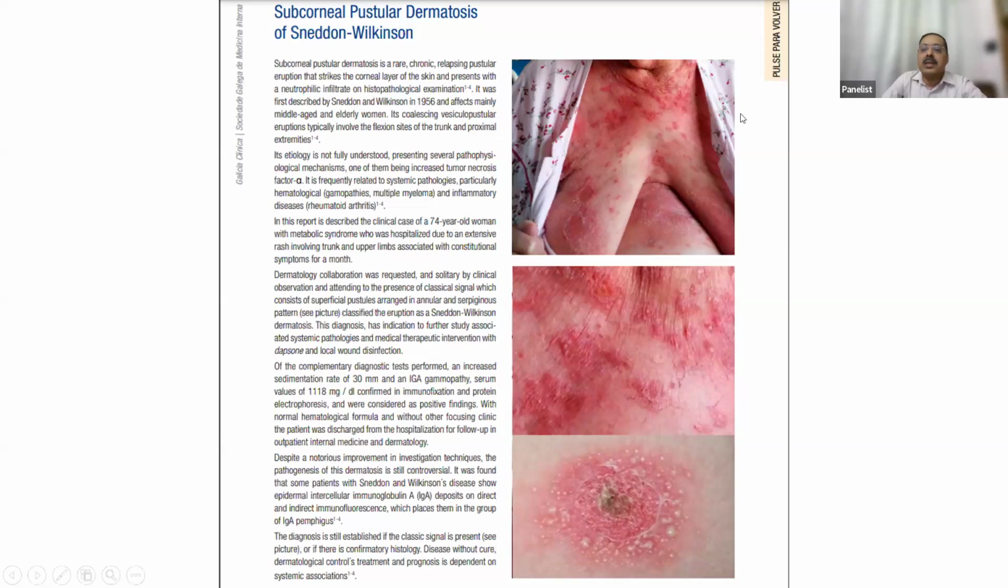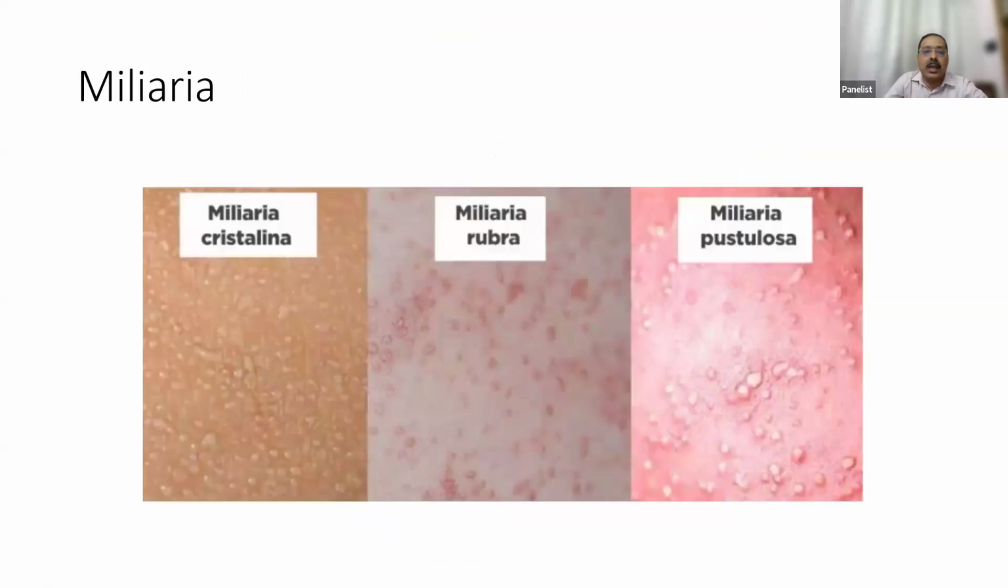Another commonly requested diagnosis is Sneddon-Wilkinson or subcorneal pustular dermatosis. Usually it is seen in females in the flexures, in the inframammary area, and you can see regional pustular eruptions. So this is just to introduce you to the morphologies of what a typical case is.